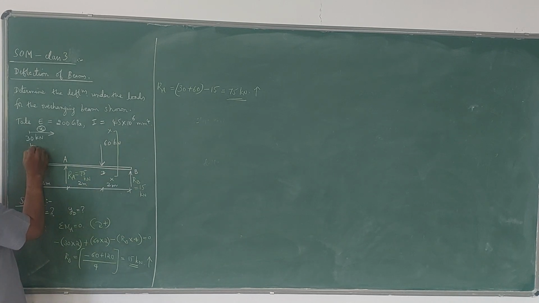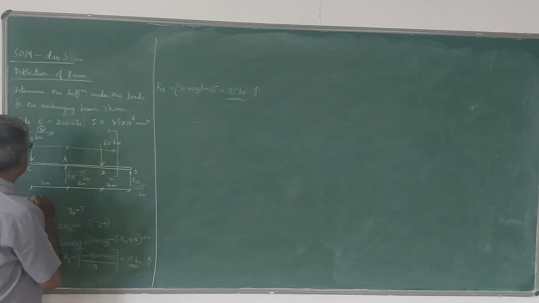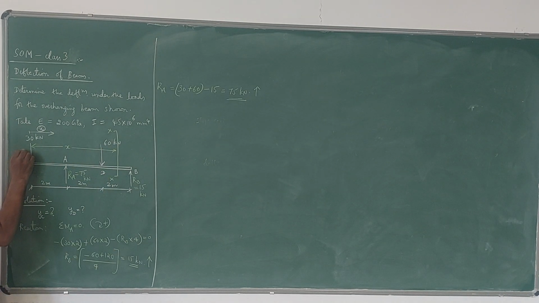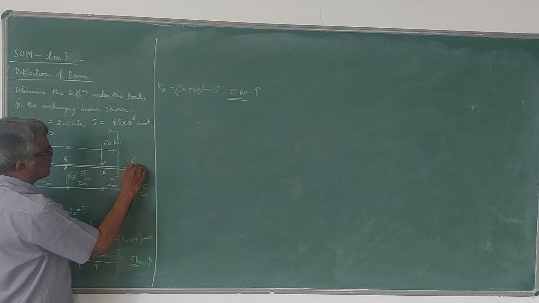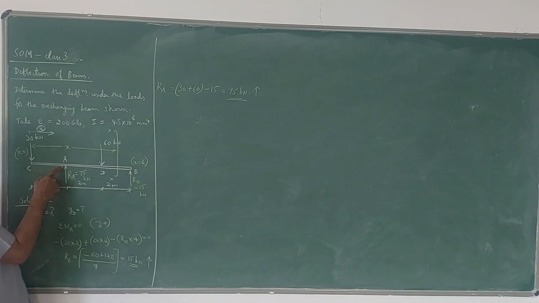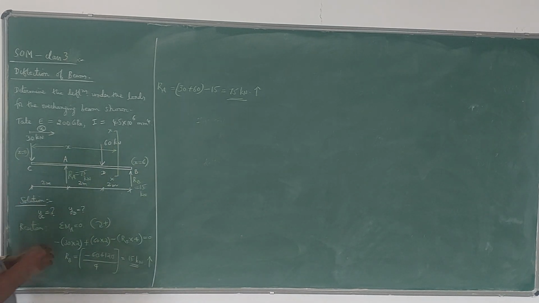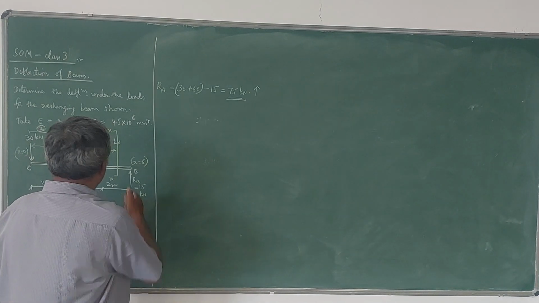DB, at a distance x from the end C. That means x is equal to 0 here, whereas x is equal to 6 here: 2 plus 2 plus 2. x is equal to 2 at A, x is equal to 4 at D, x is equal to 6 at B, x is equal to 0 at C. Now let me take the section XX here.